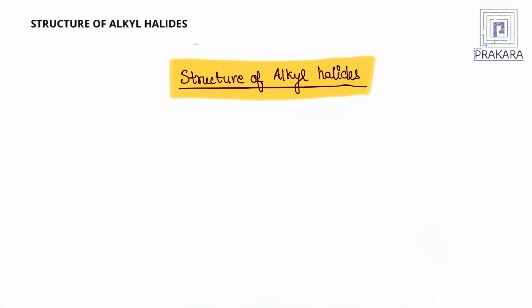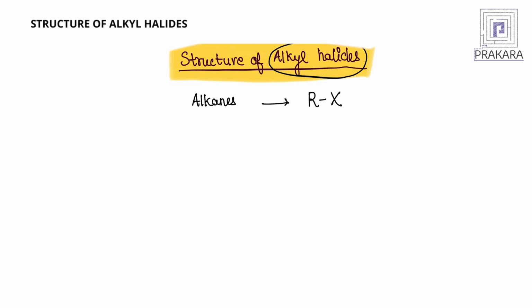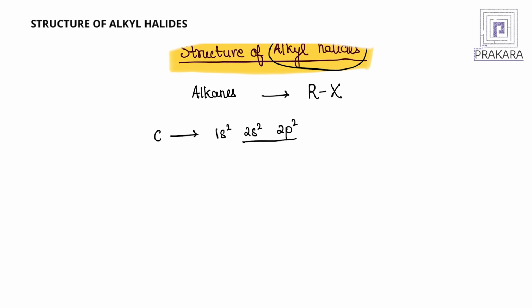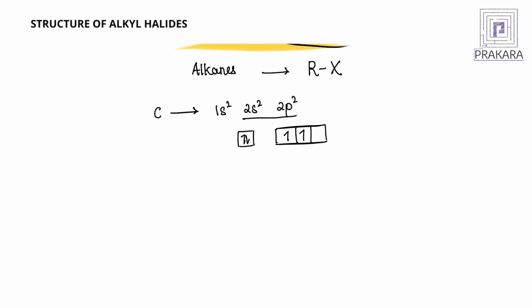If we look at an alkyl halide, it is generally represented as RX. And how are we getting alkyl halides? We are getting alkyl halides from alkanes. So here we have to start with the electronic configuration of carbon. The electronic configuration of carbon is 1s2, 2s2 and 2p2. Let's take the outer orbitals, because the outer orbitals are the ones that take part in bonding or hybridization. So we have the s orbital and here we have the p orbital.